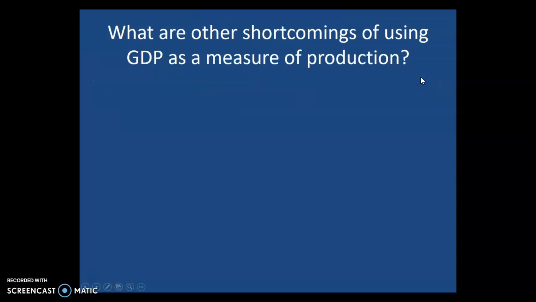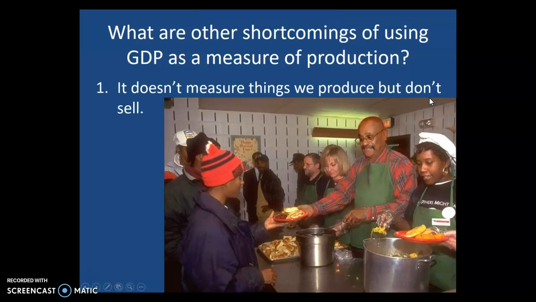Now, there are some shortcomings to using GDP as a measure of production. Let's take a look at those real quickly. Even though real per capita GDP is probably the best we can do, it does not measure things that we produce and don't sell. There is a lot of production out there, such as what you see here in a soup kitchen, providing meals to underprivileged people free of charge. There's real value in what these people are doing, but it is not contributing to GDP.